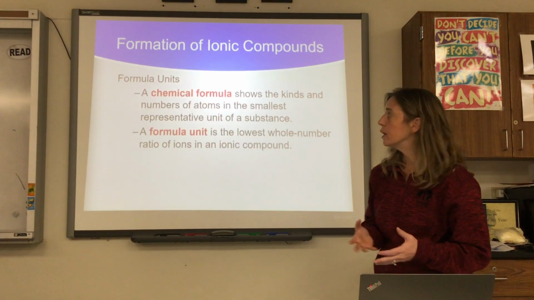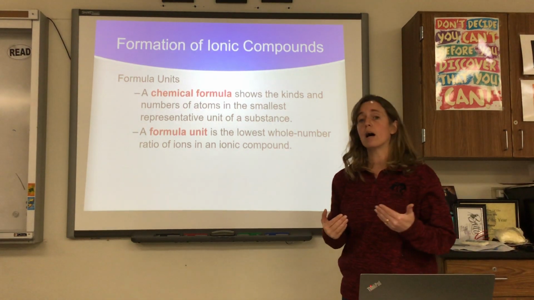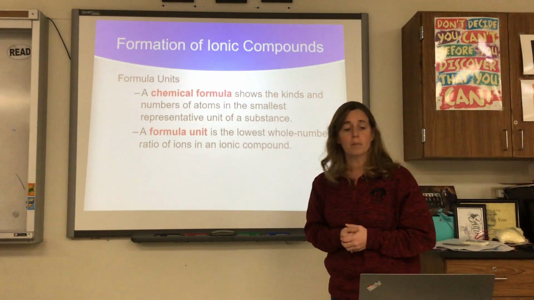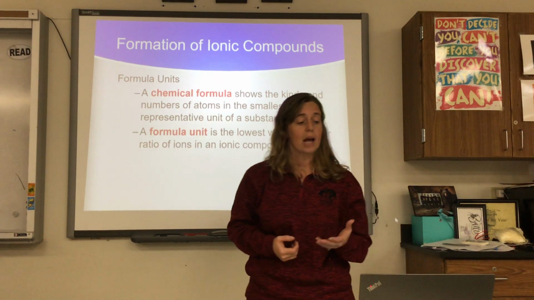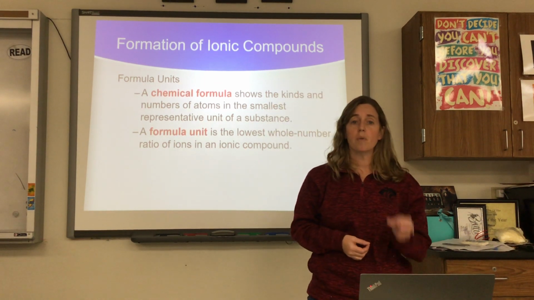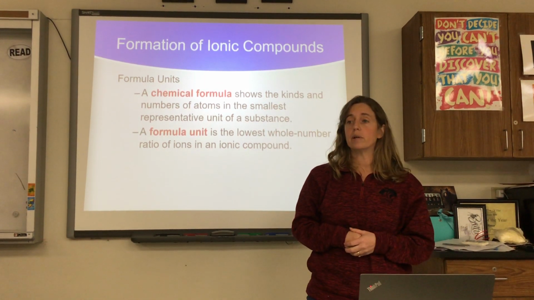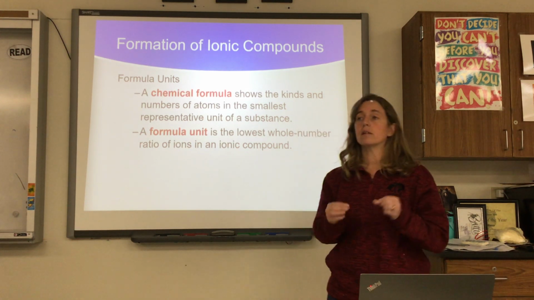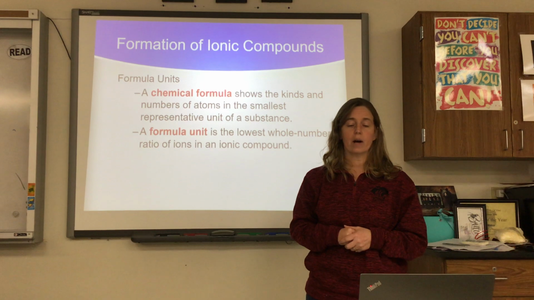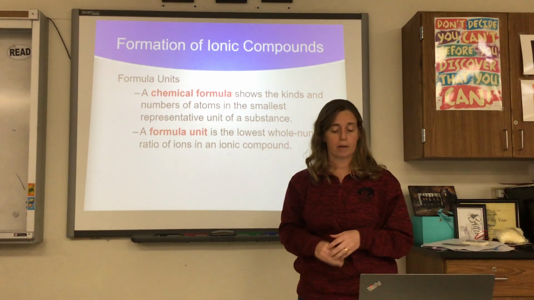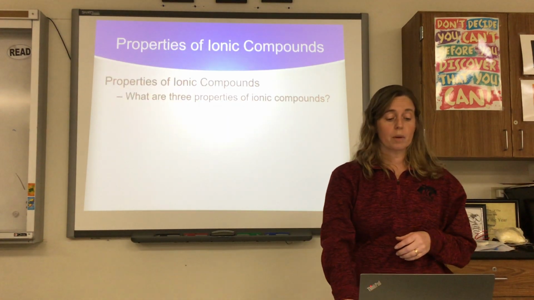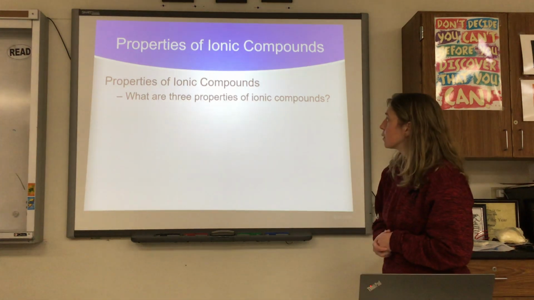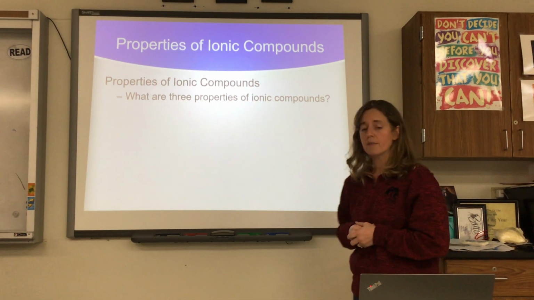Now, in formation of ionic compounds, okay, a chemical formula shows the kinds and numbers of atoms in the smallest representative unit of a substance, okay? A formula unit is the lowest whole number ratio of ions in an ionic compound, all right? So it's the lowest whole number ratio. Now, what are 3 properties of ionic compounds?